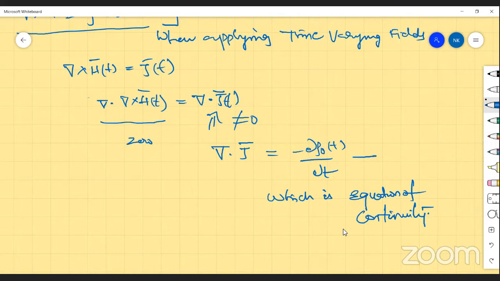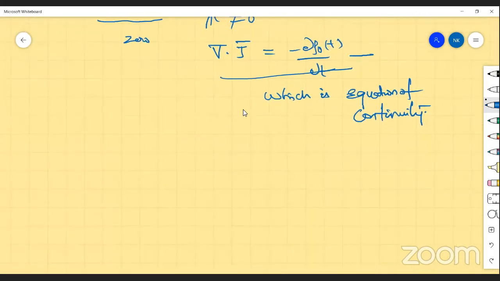When you are applying the same equation, Maxwell's third equation, to time varying fields, we are getting something else. So I assume that for time varying fields, del cross H bar is equal to J bar. So this is the conduction current density, Jc bar is equal to sigma into E bar.